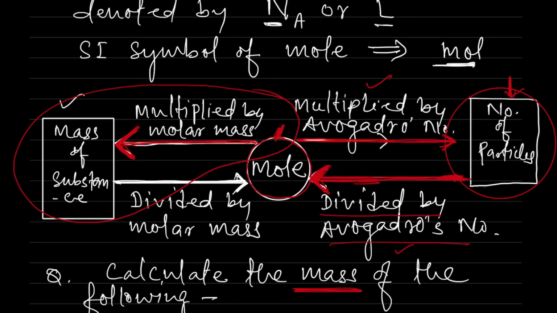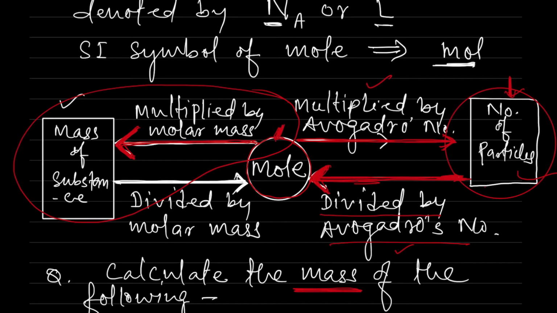And if the number of moles is given, then we can change this mole into number of particles by multiplying by the Avogadro number. So by multiplying by the Avogadro number, moles can be converted into number of particles, and number of particles can be converted to moles by dividing by the Avogadro number. And then mole can be converted into mass of the substance by multiplying by the molar mass, and mass of the substance can be converted into mole by dividing by the molar mass.